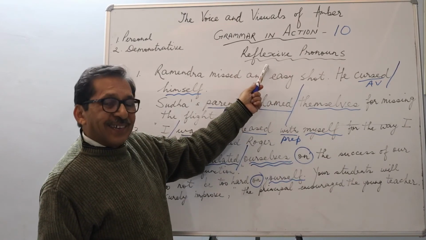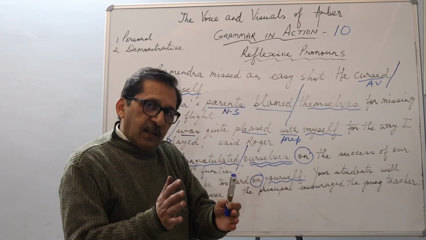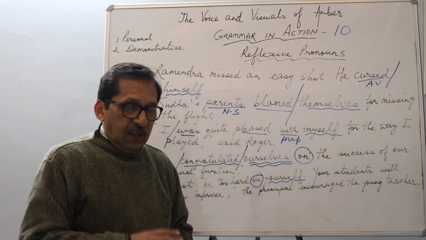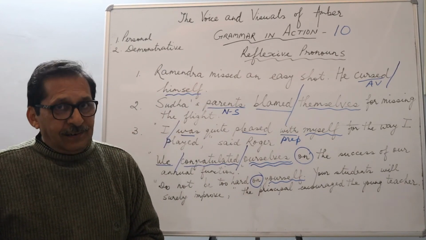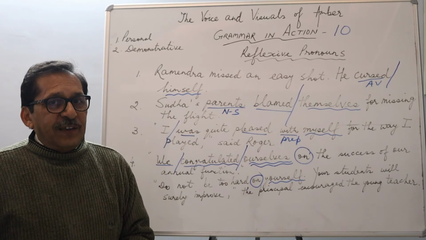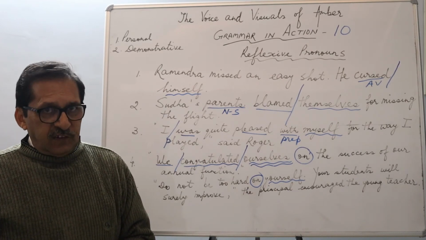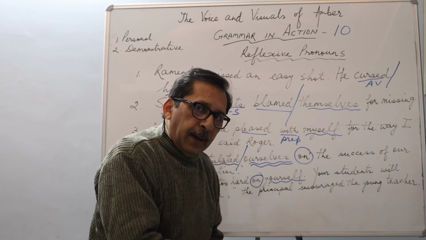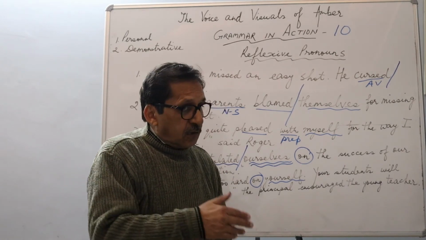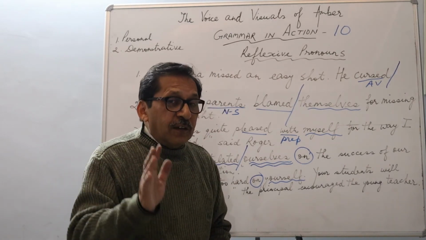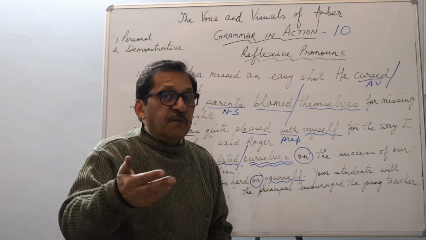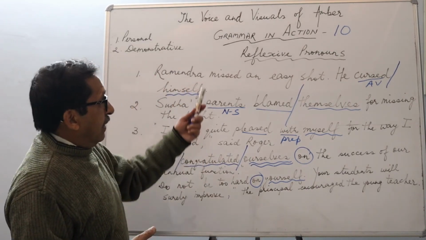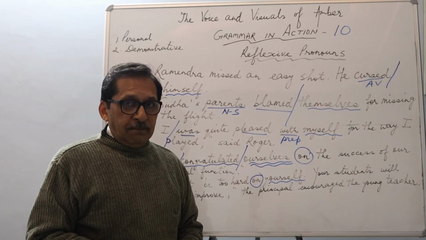And again, next time we will do the fourth kind of pronouns, but then pronouns that end with the suffix self or selves, but then used for a totally different purpose. Okay, so we'll be doing self-selves pronoun of another type, alright, in Grammar in Action number 11.